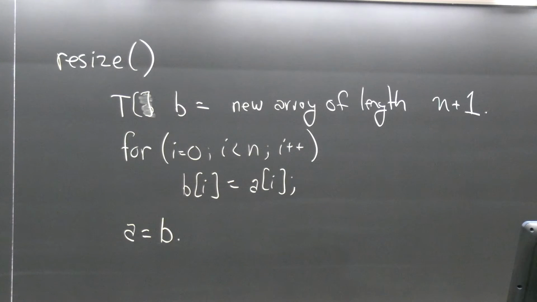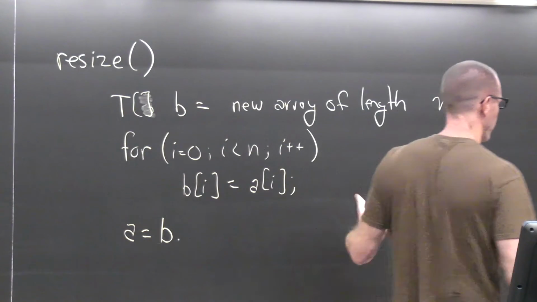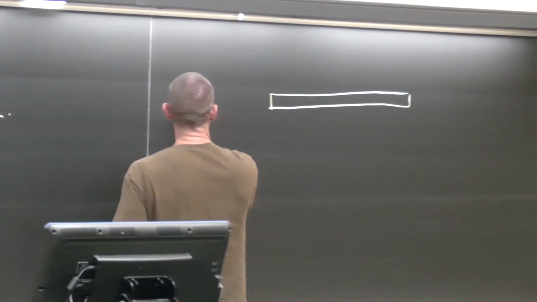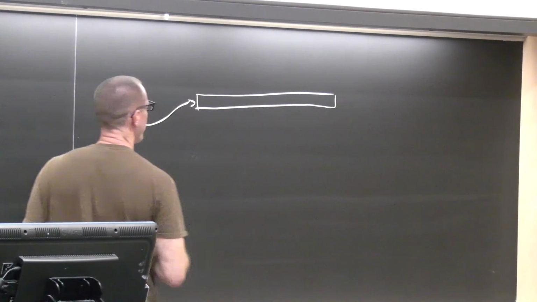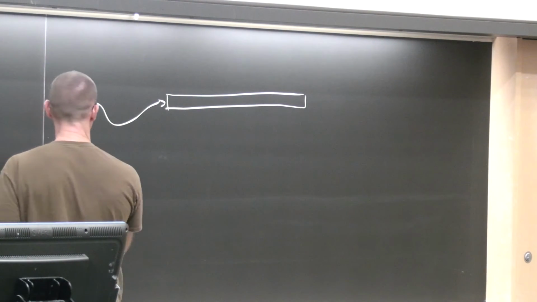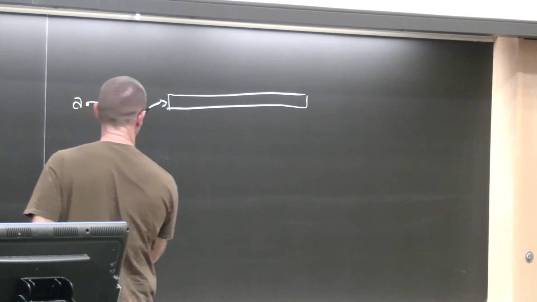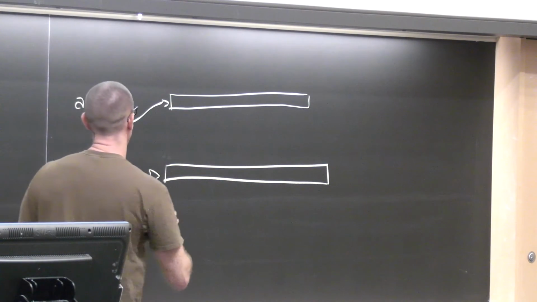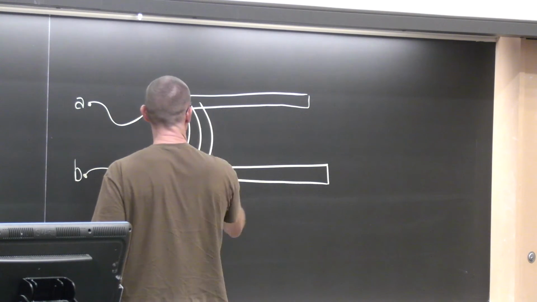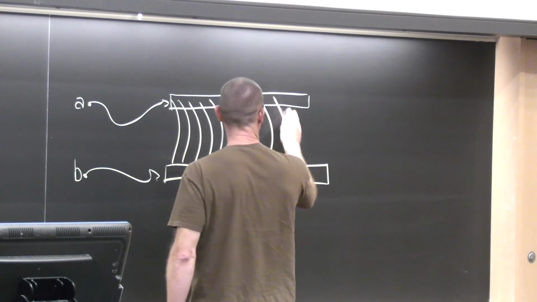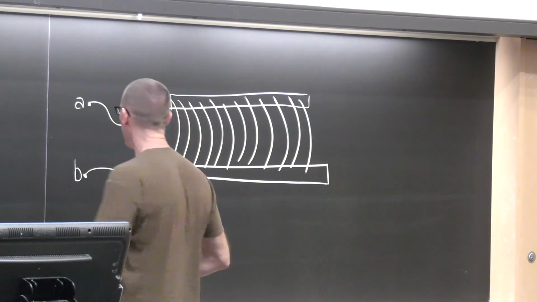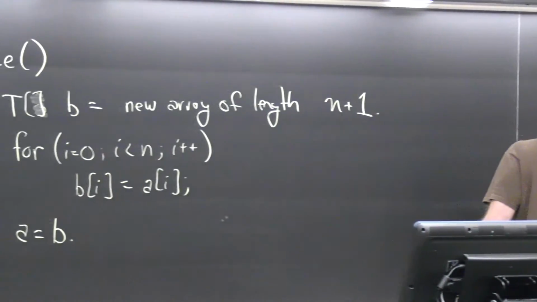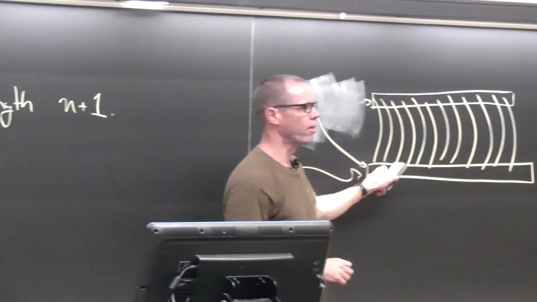And you all remember the memory model here, that what's really happening is we have this array that is referred to by a variable called A. We've just created a variable called B and made it refer to a slightly longer array. We copy everything from A into B, and then in that last line when we say A equals B, all that's doing is saying this variable should refer to this array now.